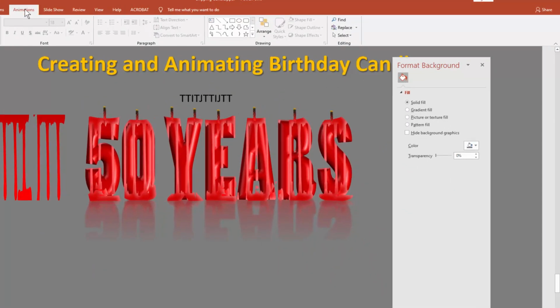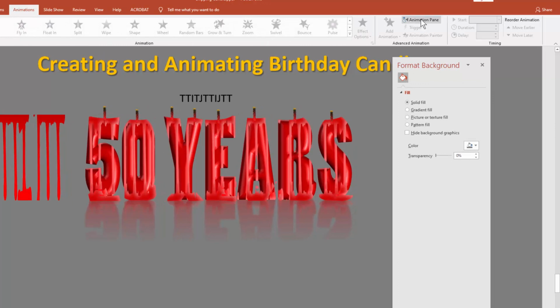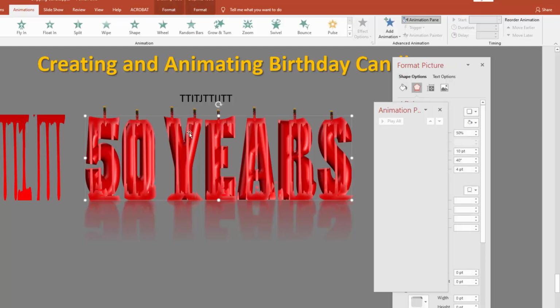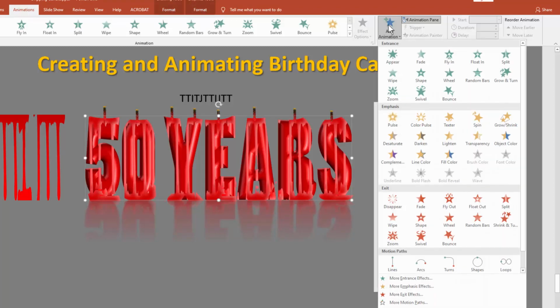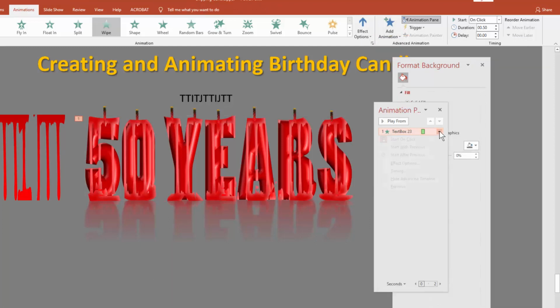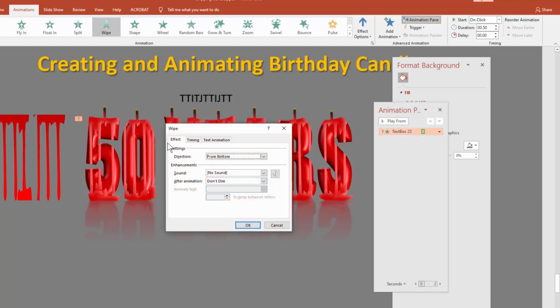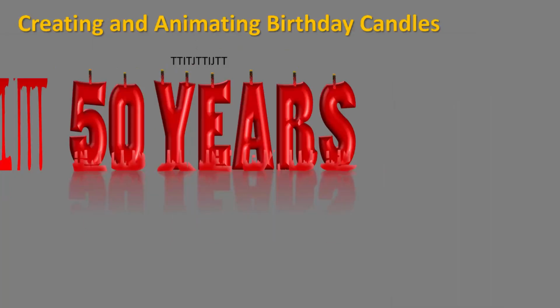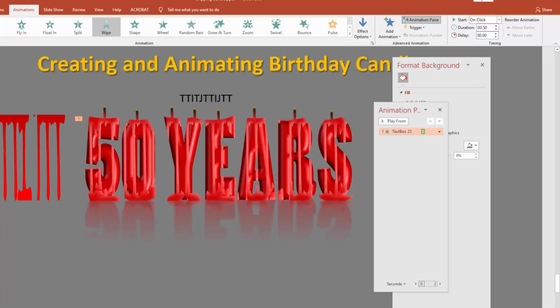Okay, so let's go to the animation tab. We want the animation pane. Let's bring that up. Now, the dripping wax is just one simple wipe animation. So we're going to click on it. We're going to add the animation. And we want an intro, so we want to wipe. Now we're going to look at the options. We want to wipe from the top. And we're going to say OK. And we're going to just run that, check it out. And that works good, just too fast.